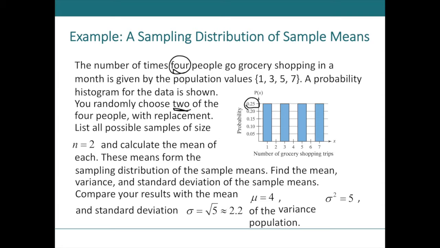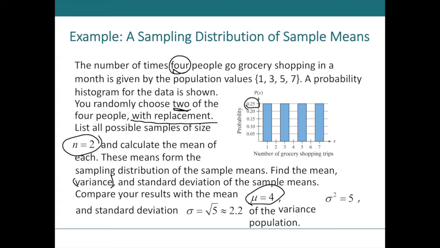1 out of 4 is 0.25, so it's like a uniform distribution, which we didn't really cover. So we randomly choose 2 of these 4. And with replacement, by the way, so we put it back in, and the person can be rechosen. So this one's a little different than before with replacement. So list all possible samples of size 2 and calculate the mean of each. These means form the sampling distribution of the sample means. We'll take a closer look as to what's going on. And we can find the mean. Don't really care much about the variance. That's just a side topic. And the standard deviation of the sample means. We can compare the results with the mean.